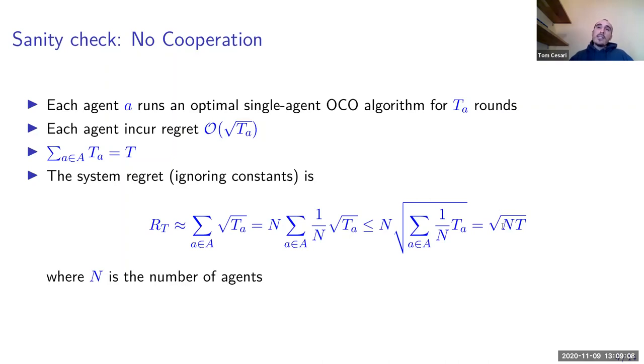So the whole idea is we want to beat this rate because the number of agents could be very large. We don't like it. We would like something which is more reflective of the connectivity of the graph. So some sort of metric that tells you how the graph is connected.